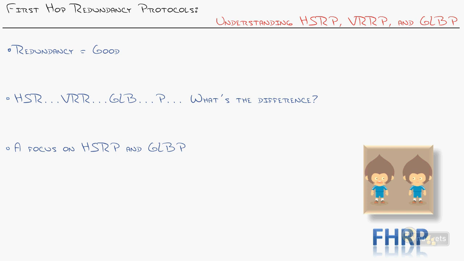HSRP, VRRP, GLBP, all very good, very redundant protocols that give us a level of redundancy at layer 3.